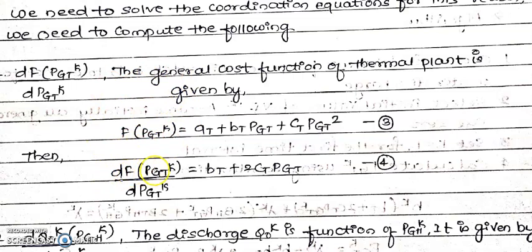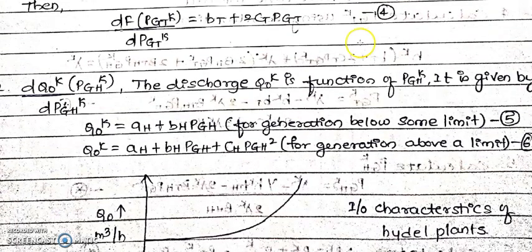If you do the differentiation of this equation, the differentiation of the function of the total power generated with respect to the total power generated of the kth unit will be given as bt plus 2 into ct of pgt. Here the term a vanishes, since a is a constant, and the differentiation of any constant is 0. So equation number 4 is written only with bt plus 2 ct of pgt.